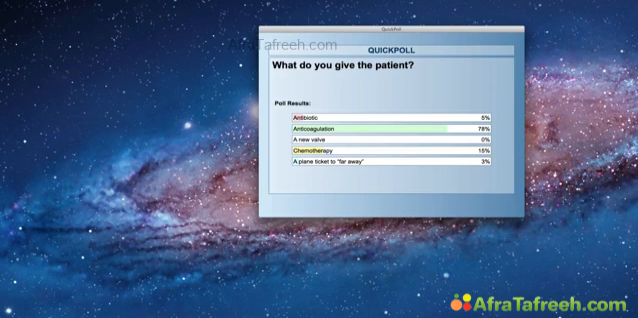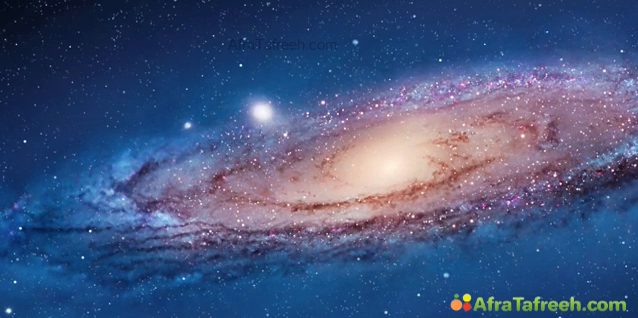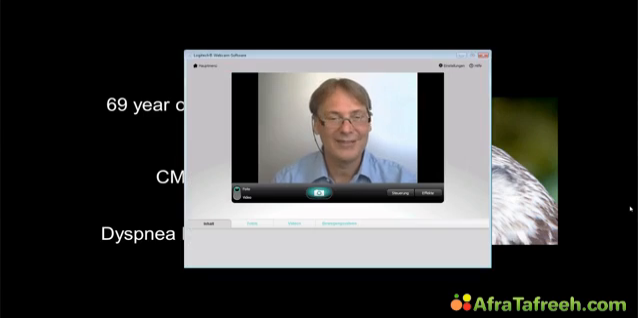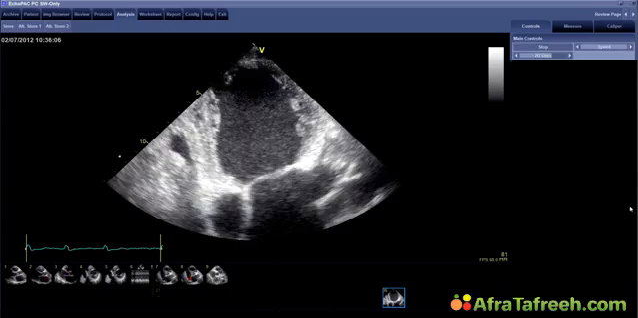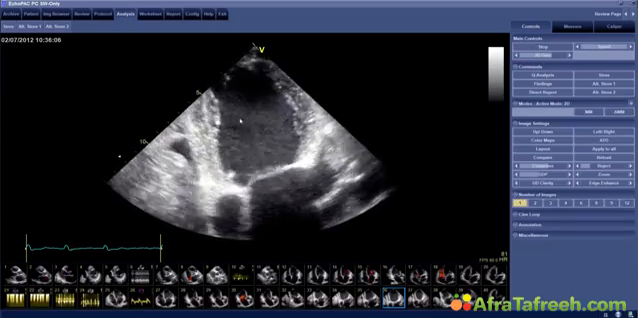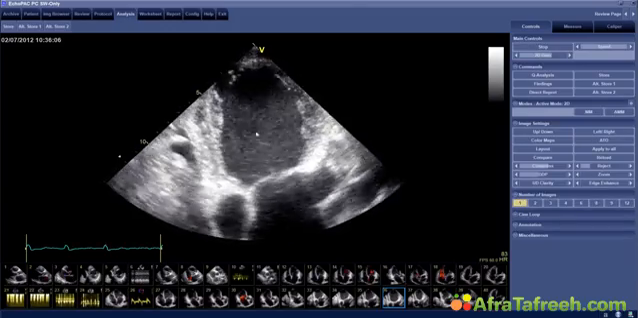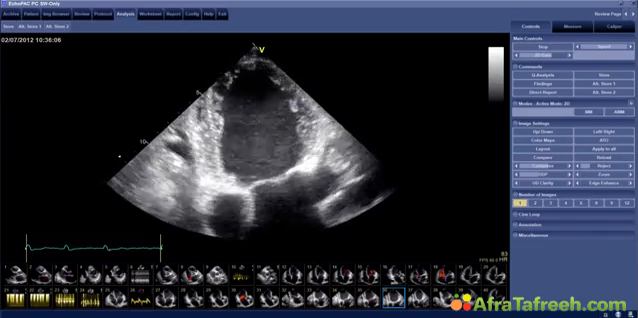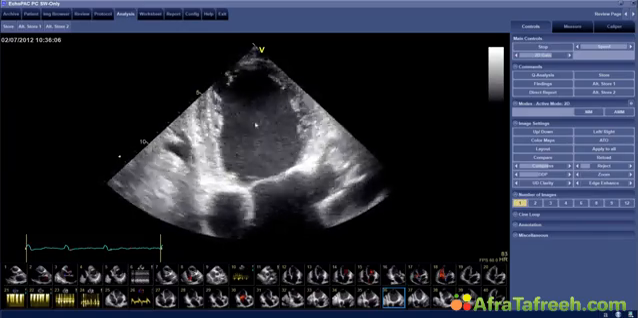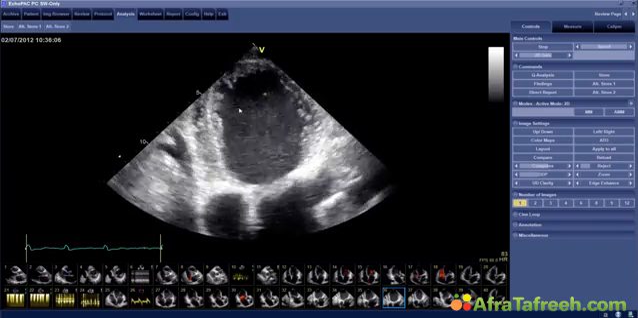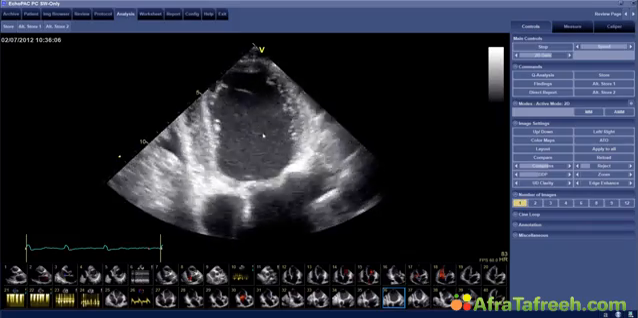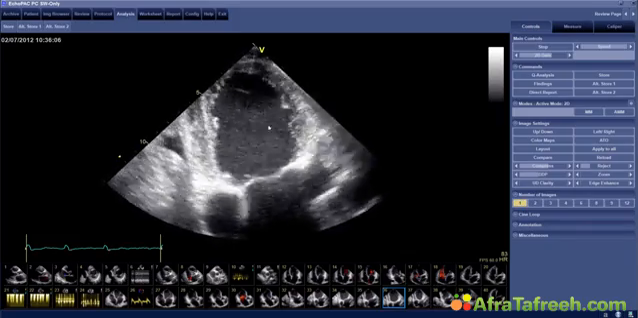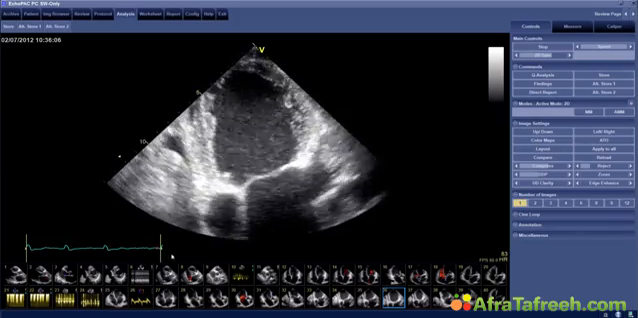Let me just go back to this image now and show you what I saw, and I would be curious to know if you saw what I saw. Of course, if you see this spontaneous contrast, this is usually something that should prompt you to use anticoagulation. Obviously, the patient also has atrial fibrillation, so aside from the spontaneous contrast, you would use anticoagulation.